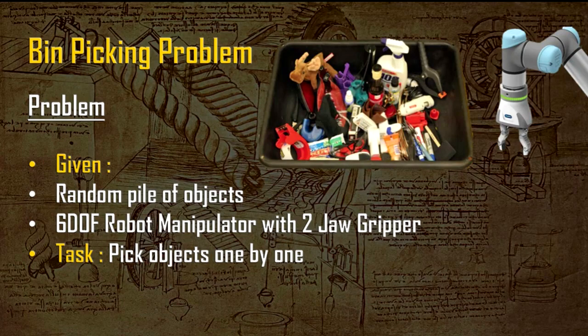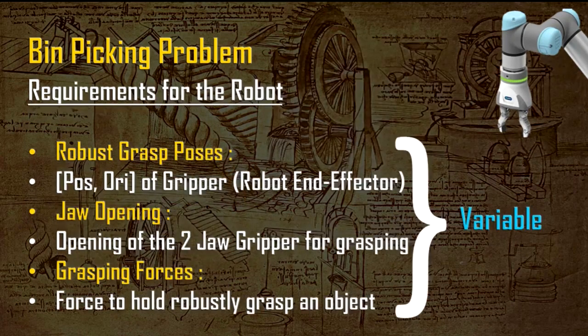As you can see, these are totally randomly oriented, and that brings the challenge of the bin picking problem. What are the requirements for the robot? The robot doesn't really care about what the object is. For it, the most important things are a robust grasp pose, a particular jaw opening defined based on the object being picked, and the grasp forces, which would also depend on the object.